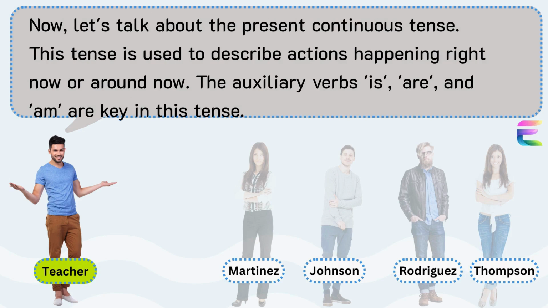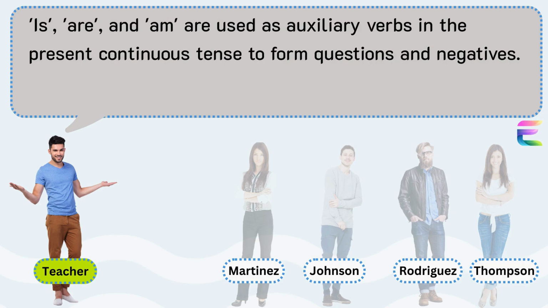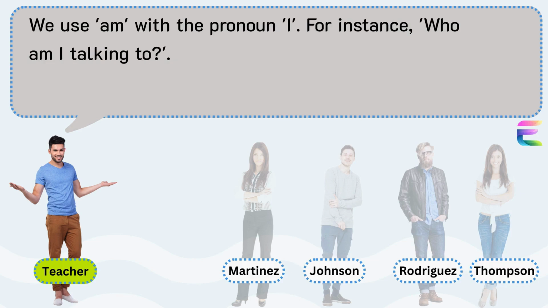Now, let's talk about the present continuous tense. This tense is used to describe actions happening right now or around now. The auxiliary verbs is, are, and am are key in this tense. Is, are, and am are used as auxiliary verbs in the present continuous tense to form questions and negatives. We use am with the pronoun I. For instance, who am I talking to?